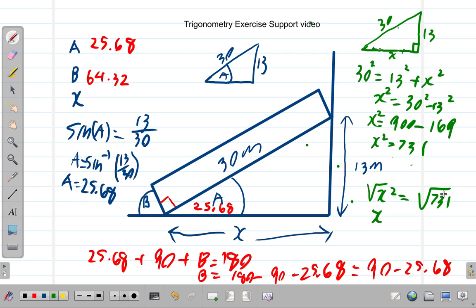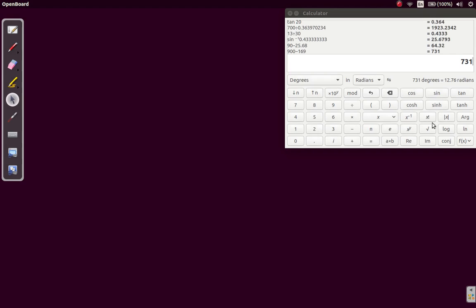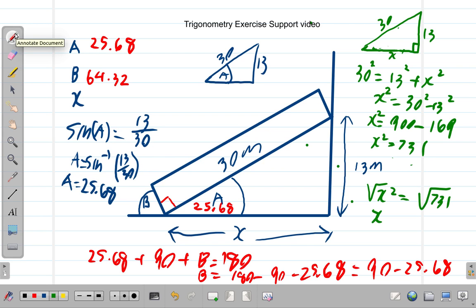So what is the square root of 731? Let me put the square root in front of it. The square root of that is 27.03. Let's call it 27 then. So it is 27 meters. So what you have here is 27 meters for this horizontal distance.